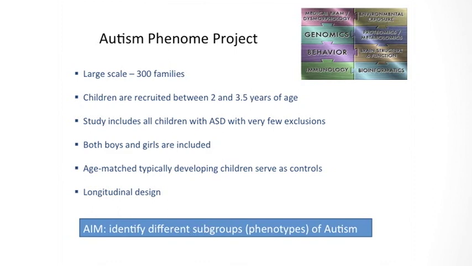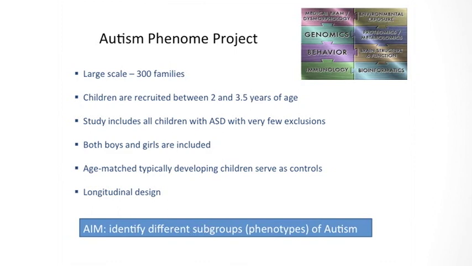Our study includes all children with ASD with very few exclusions. Many of the published studies that you see are high-functioning individuals or boys only, or those that don't have any neurologic comorbidities like seizures or Fragile X. We wanted to include all of them because we wanted to study all of them. And that was very novel, I think.